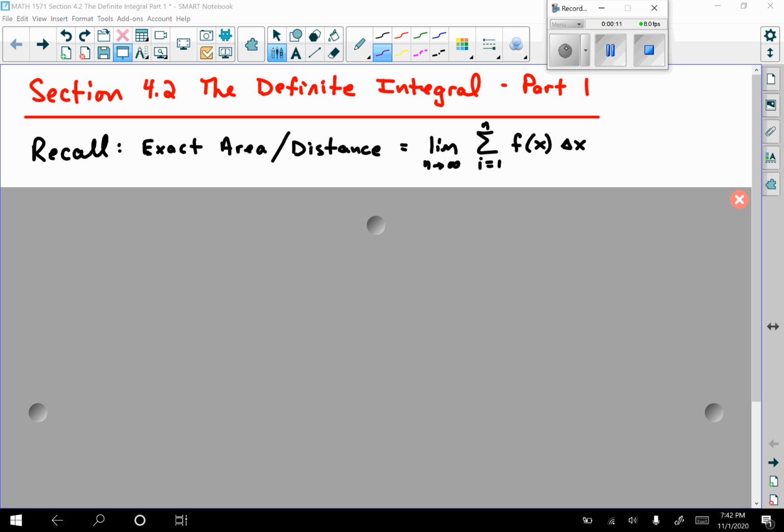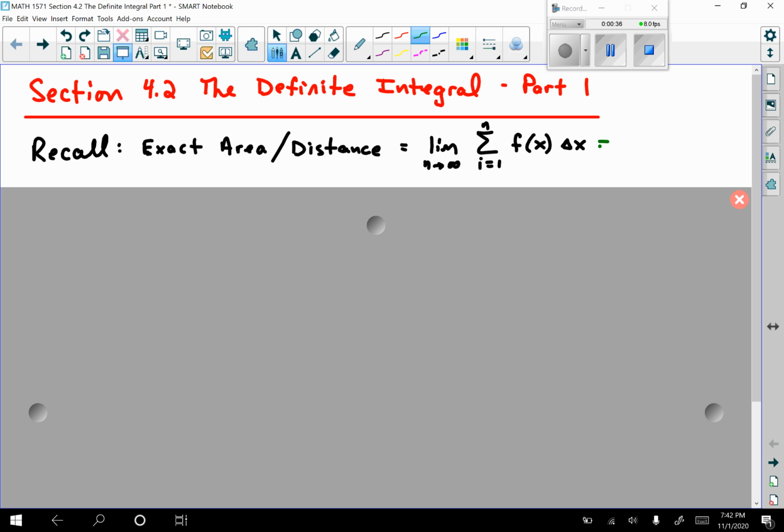As we finished up section 4.1, I noted at the very end that to figure out the exact area or distance, we would use this limit, kind of like a limit definition of an integral. But it's the limit as n keeps increasing without bound. If we try to do rectangular approximations, the number of rectangles we're using keeps increasing, and then we just add all the areas up. So there was a new way to write this.